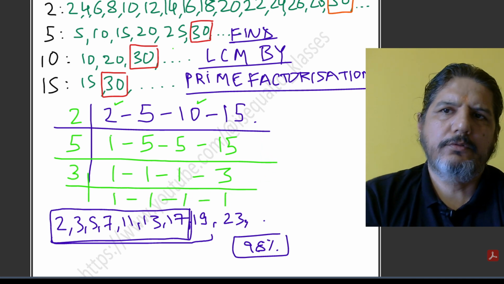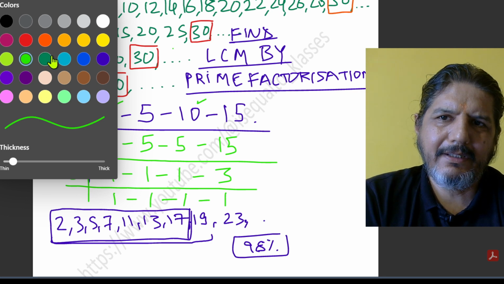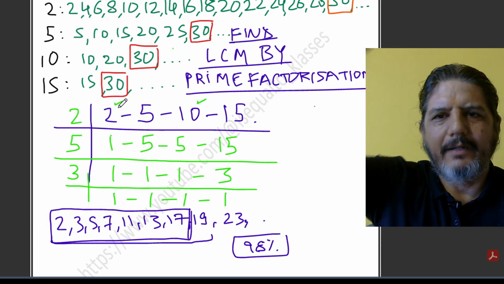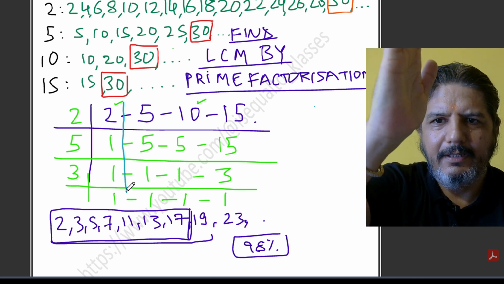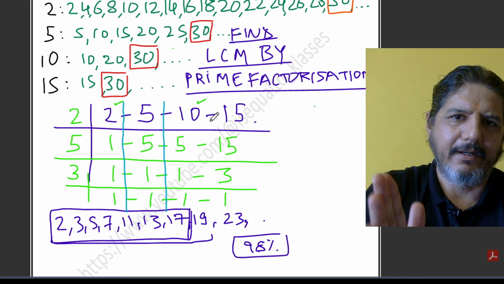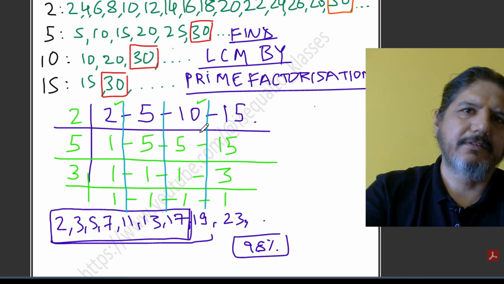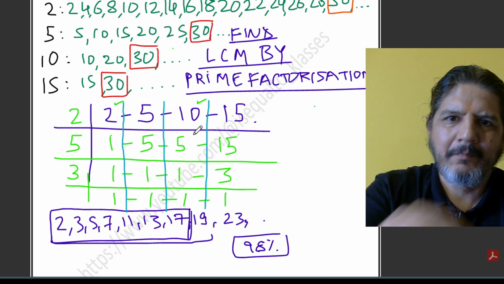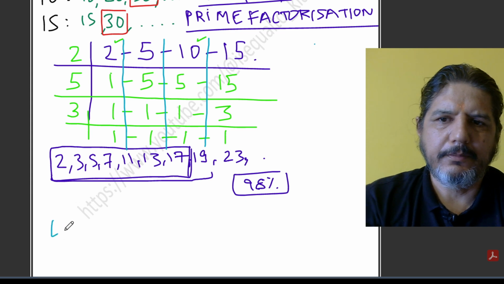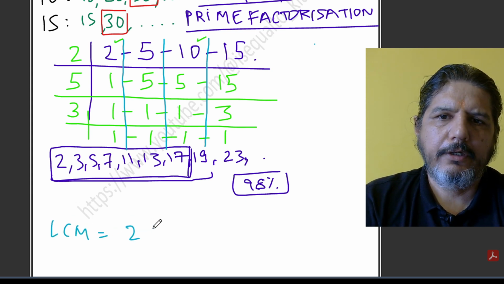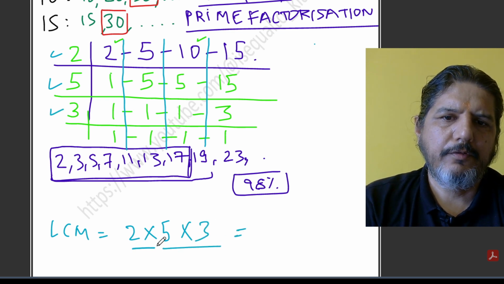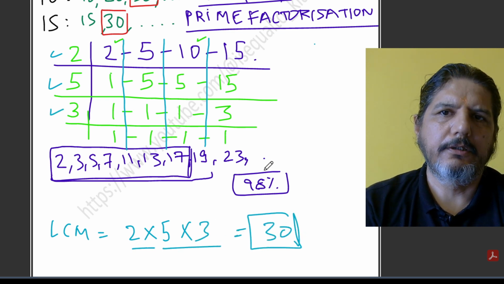Now what I suggest to students is that if they do this method properly, write the numbers one below the other in a symmetrical fashion. Write it like this. Don't write zigzag. Otherwise you'll make a mess of the process that you are following. Now what will be the LCM? The LCM would be 2 multiplied by 5 multiplied by 3. So 5 3s are 15, 15 2s are 30, the LCM is 30.